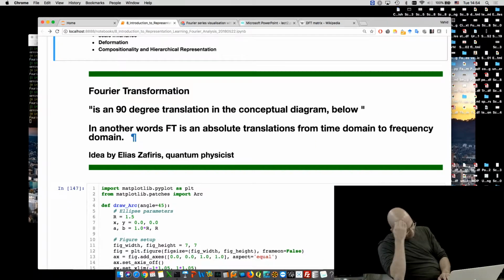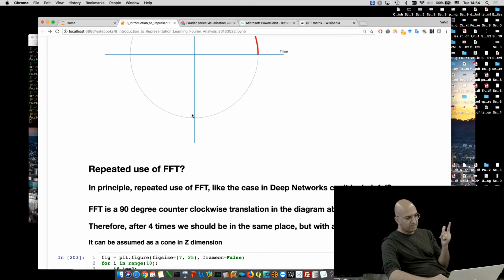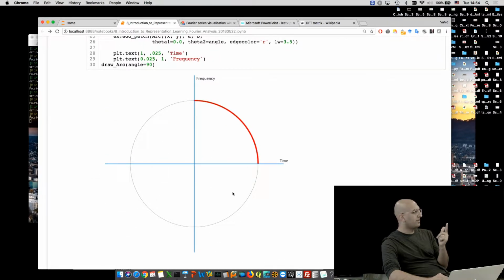Another way, which for me was a very unique way of explanation, is that we are working with a group of other experts. This is one of them, Elias Zafaris. He's a quantum physicist working on category theory and so on. We had a discussion about the Fourier transformation, and he gave me another way of looking at this, which is, in my opinion, very interesting. He calls it a kind of gnomonic diagram. One axis is time, one is frequency.